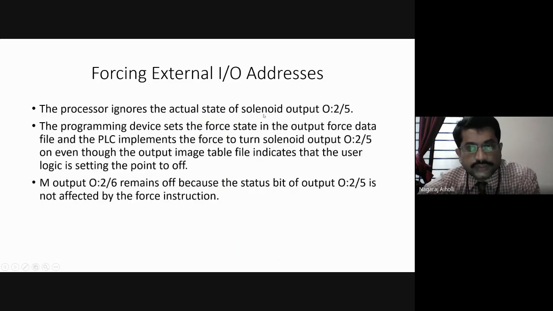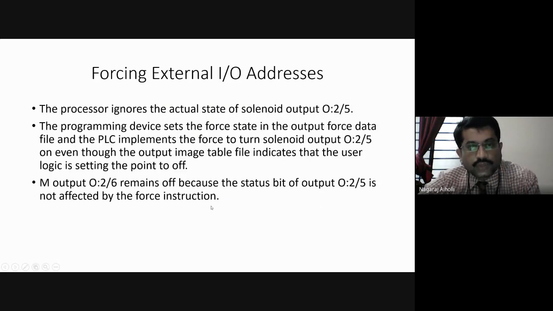The processor ignores the actual state of solenoid output O:2/5. The programming device sets the force state in the output force data file, and the PLC implements the force to turn the solenoid output on, even though the output image table file indicates that the user logic is setting the point to off. Even though the state is 0, if we are forcing it, then it will be turned on, and that again will be reflected in the output image table file. Output O:2/6 remains off because the status bit of the output is not affected by the force instruction.